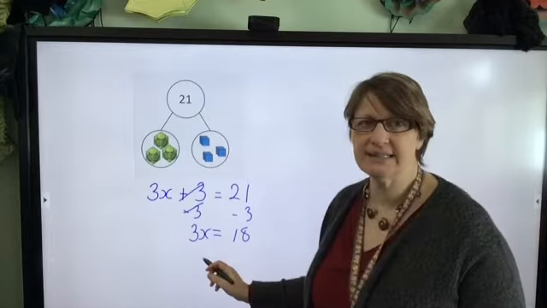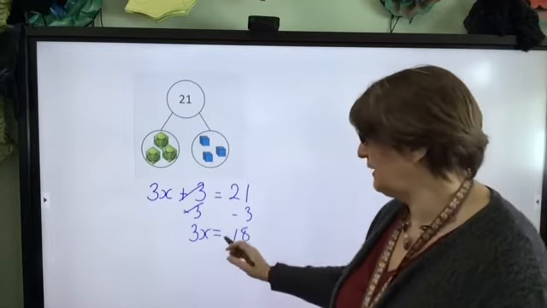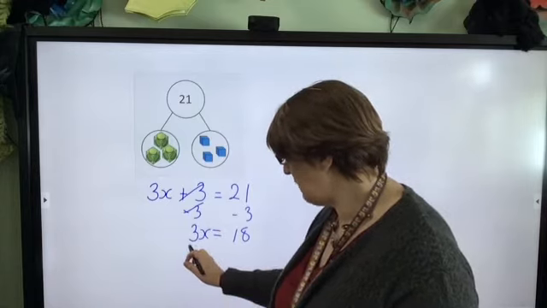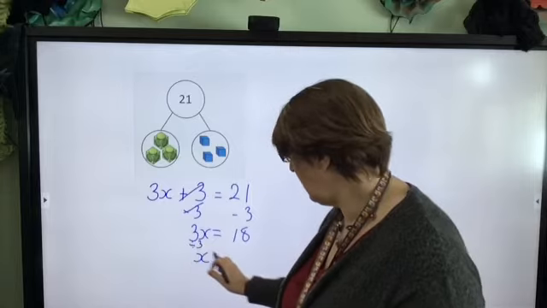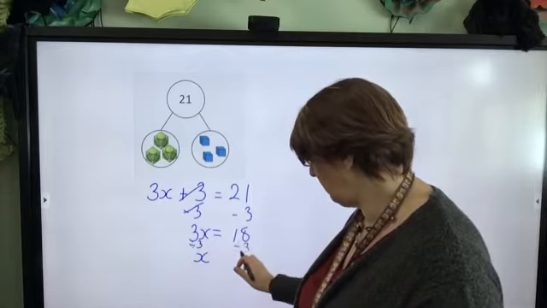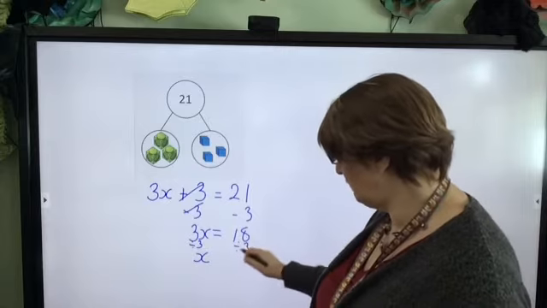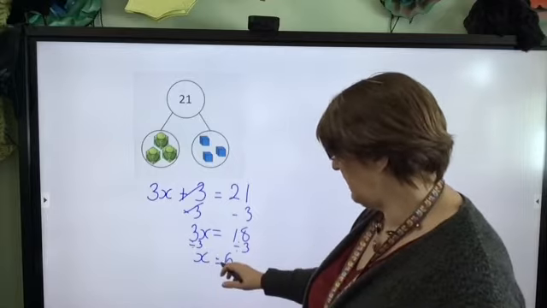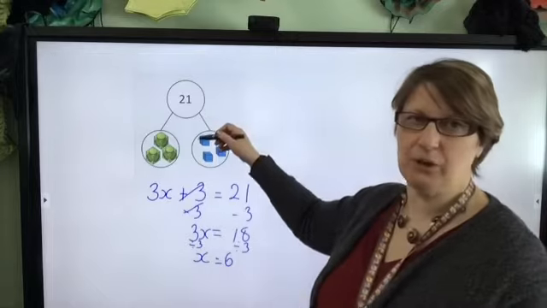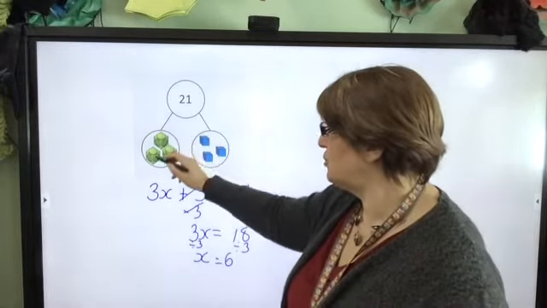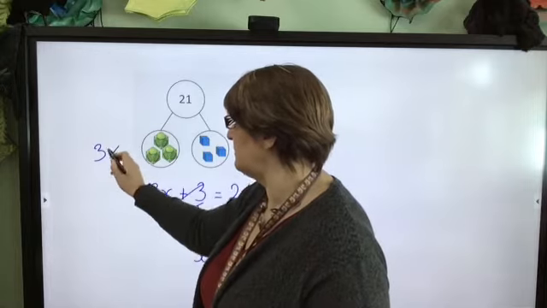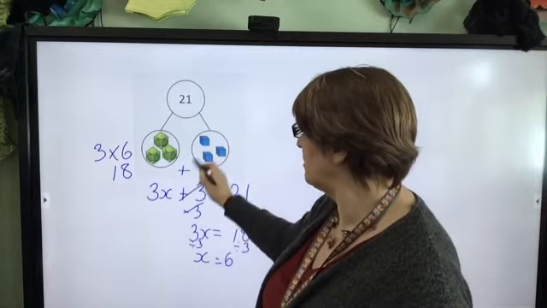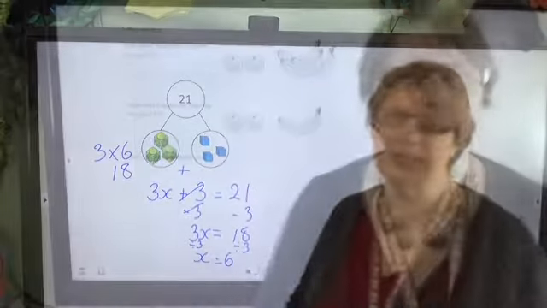If I have 3x, it's like 3 lots of x. So I need to divide by 3 to get the 1. So I'm going to give x there by dividing by 3, but I have to divide this side by 3 as well. So 18 over 3, 18 divided by 3 is going to give me 6. So it looks like x equals 6. We can put it back into the equation to see if it works. So 3 lots of 6, so 3 times 6 would give me 18, plus the 3 here, 18 plus 1, 2, 3 would give me the answer of 21.